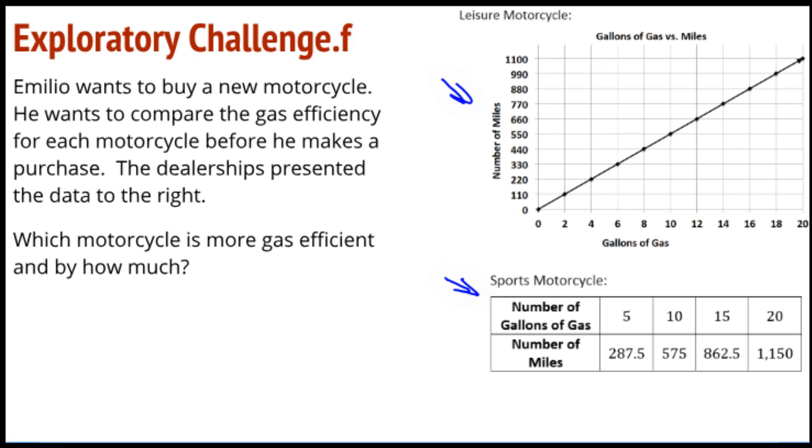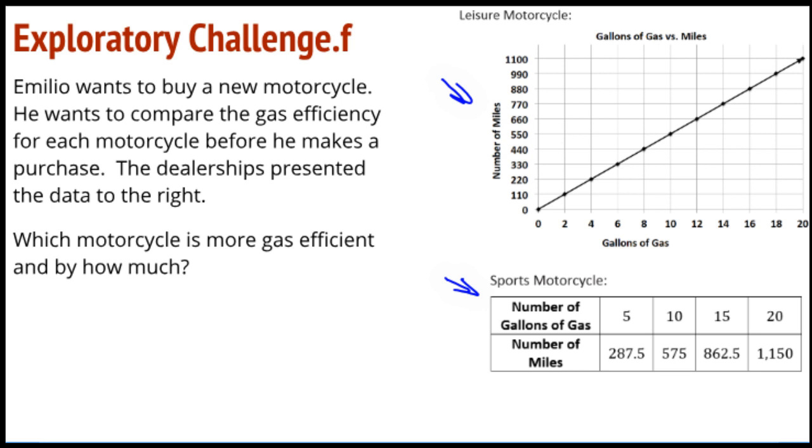So Emilio wants to buy a new motorcycle. He wants to compare the gas efficiency for each motorcycle before he makes a purchase. The dealership presented the data to the right, and the question is which motorcycle is more gas efficient and by how much? So I have to look at these representations. I need to find the rate and the unit rate so I can make a comparison.